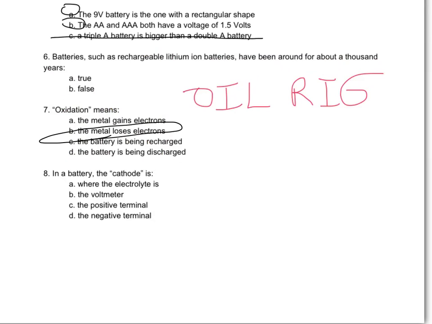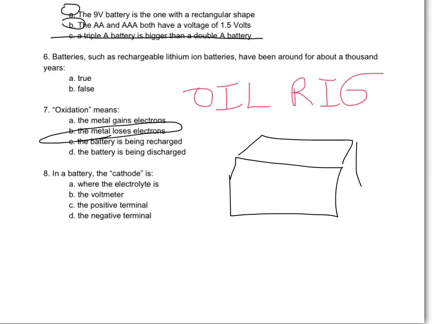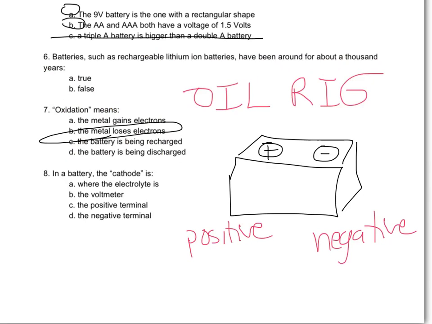In a battery, the cathode is, so let's see. We have a battery. There's going to be a positive terminal and there's going to be a negative terminal. So which is the cathode and which is the anode? Again, I remember here's negative and here is positive. Okay, so negative, I remember anode. Therefore, the other one, positive, is going to be cathode.